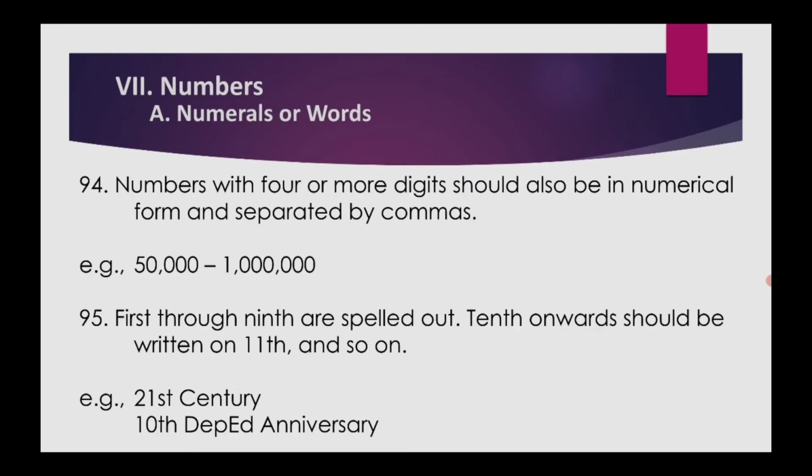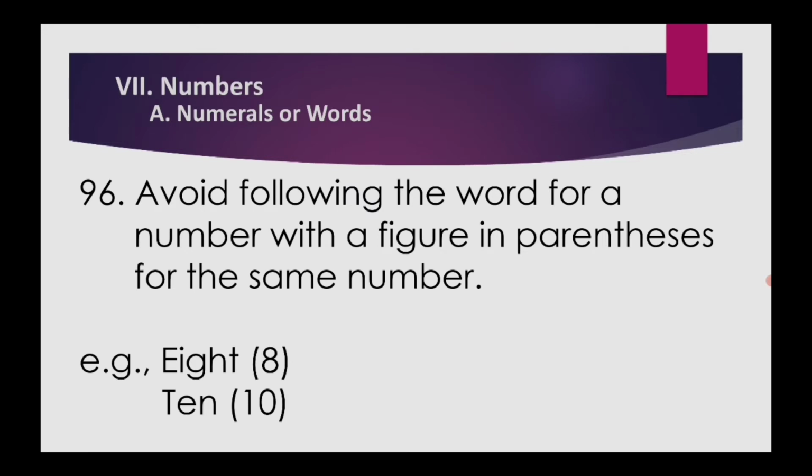Numbers with 4 or more digits should also be in numeral form and separated by commas. Example, 50,000 to 1 million. 1st through 9th are spelled out. 10th onwards should be written as 10th, 11th, and so on. For example, 21st century, 10th DepEd anniversary. Avoid following the word for a number with a figure in parentheses for the same number. For example, eight (8), or number ten (10). So let's avoid this.